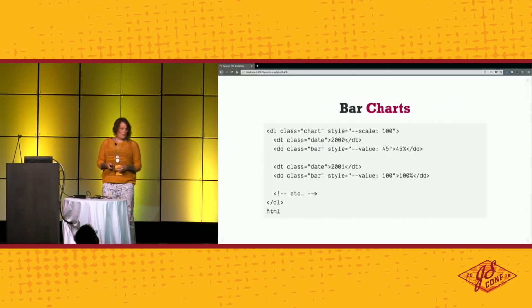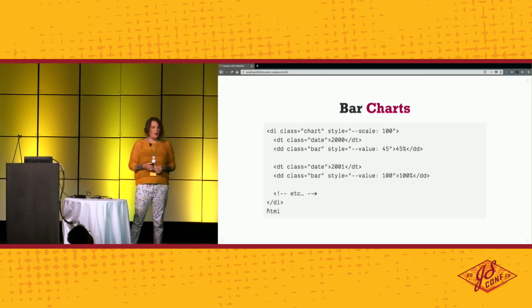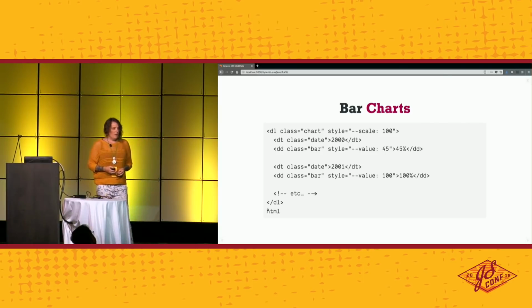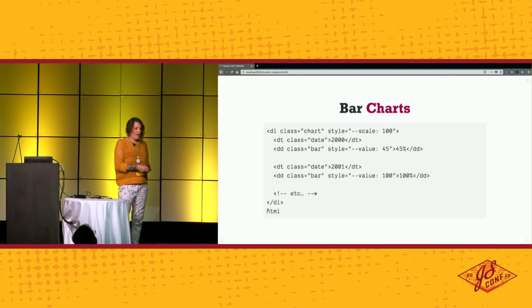Then I played with this with bar charts. This is just the HTML for a bar chart. You could also use tables for this. I decided on definition lists, but just some simple semantic markup. And I pass in the value of 45, value 100, and I can even change the scale up top in my chart.